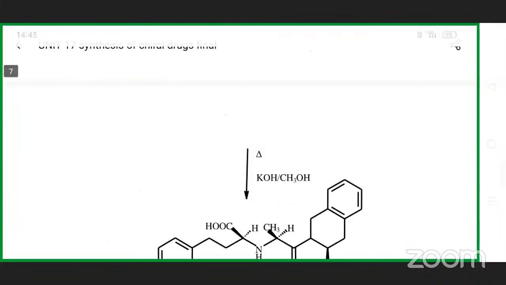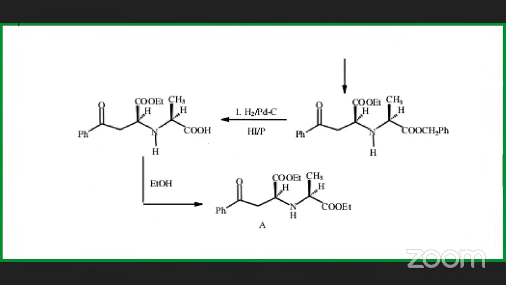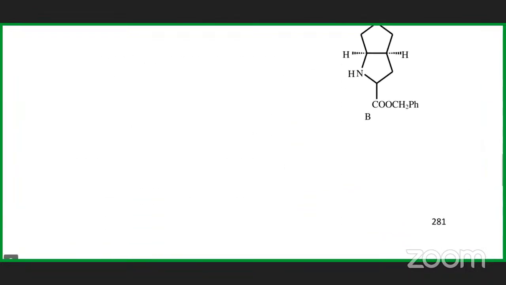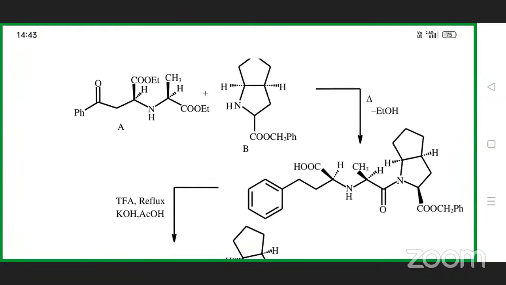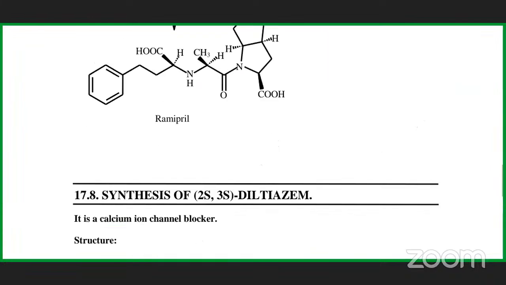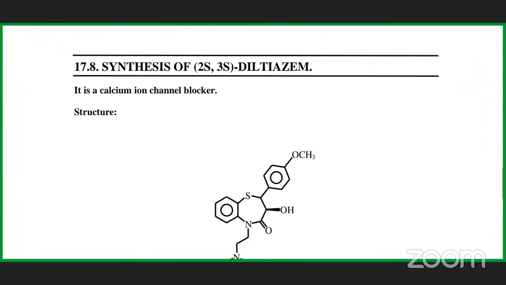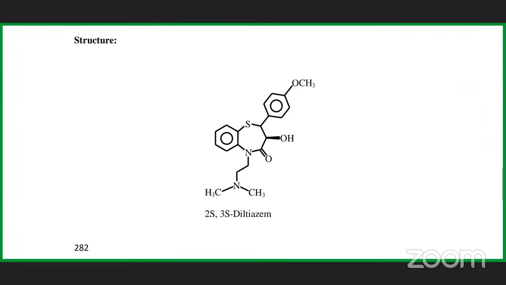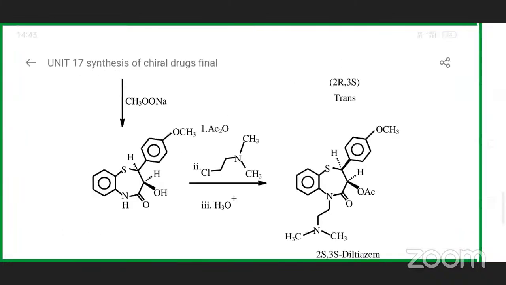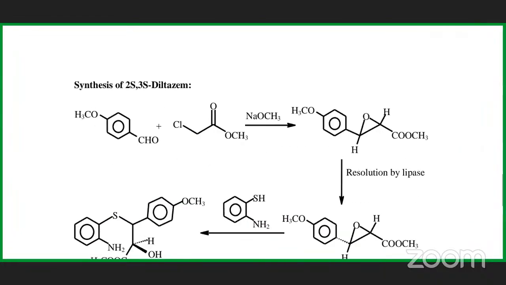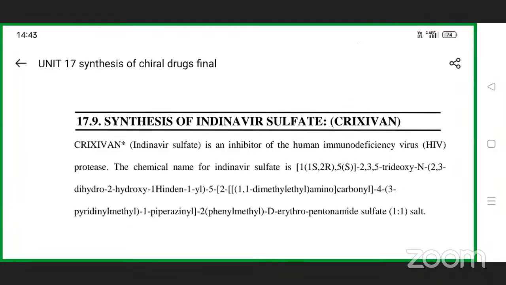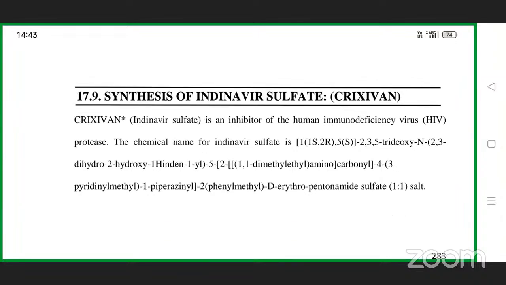Okay, and then we'll see. Yes, diltiazem is important actually. Ramipril is also somewhat difficult because the structure is complex here, right? And diltiazem seems to have a complex structure, but it is important actually, right? It has been important many times in the previous exams. So we'll see the synthesis of diltiazem here.